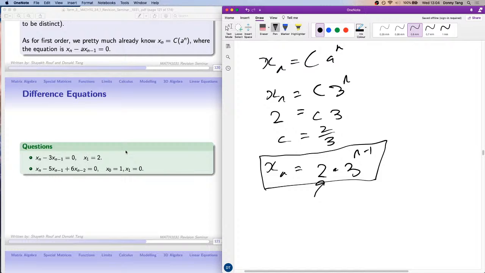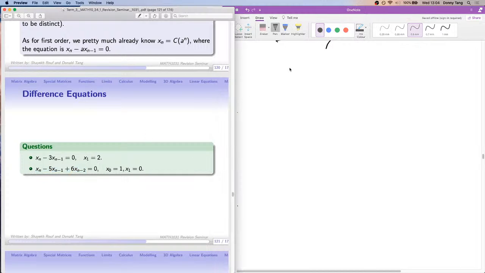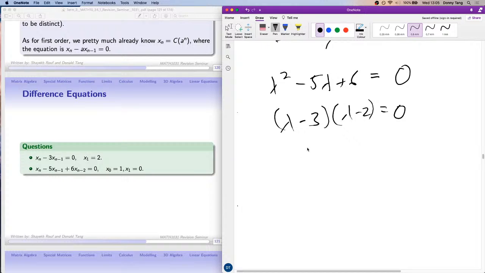All right, now for the second order difference equation, we have this. So let's convert it to a quadratic. Lambda squared minus 5 lambda plus 6 equals 0. How amazing. And then we're going to solve this quadratic. So it's going to be (lambda minus 3)(lambda minus 2), and therefore lambda is going to be equal to 3 and 2.